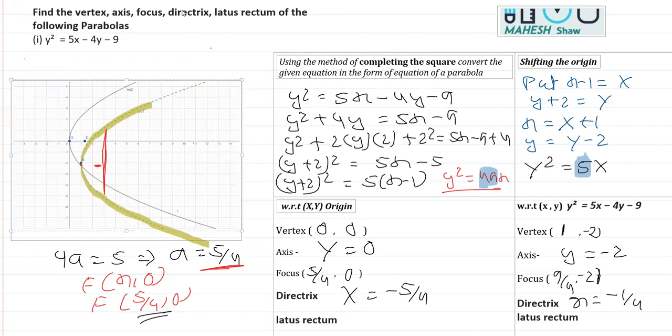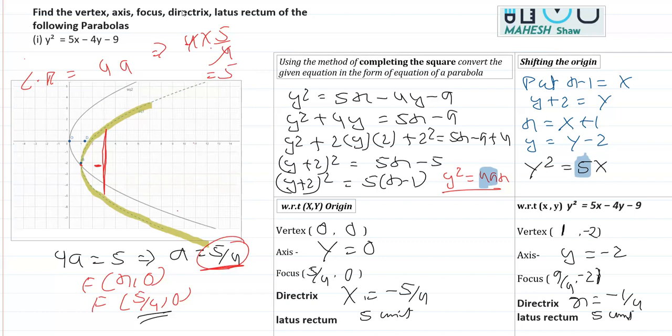So the latus rectum is calculated as 4a, and a being 5 by 4, it is 4 times 5 by 4, and that is 5 units. So we'll be writing here latus rectum as 5 units. And as I said, the latus rectum is not going to change. So this is 5 units.